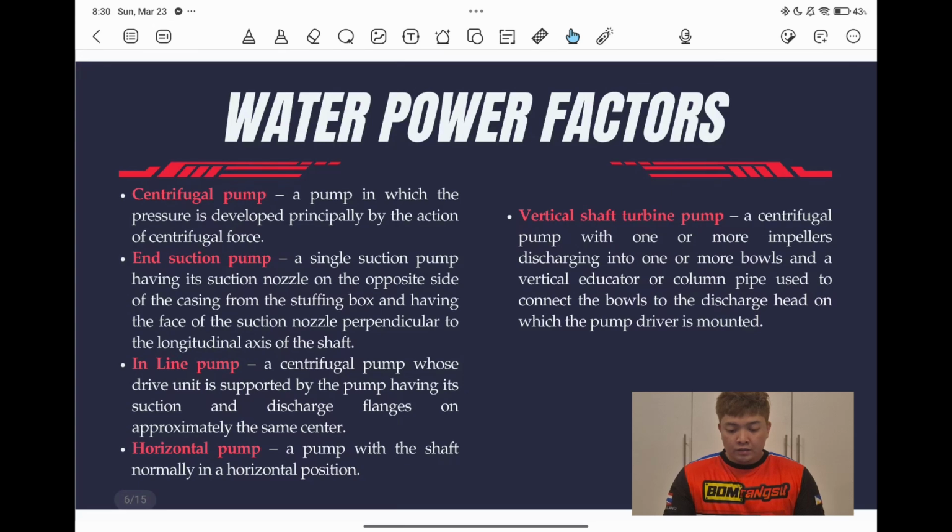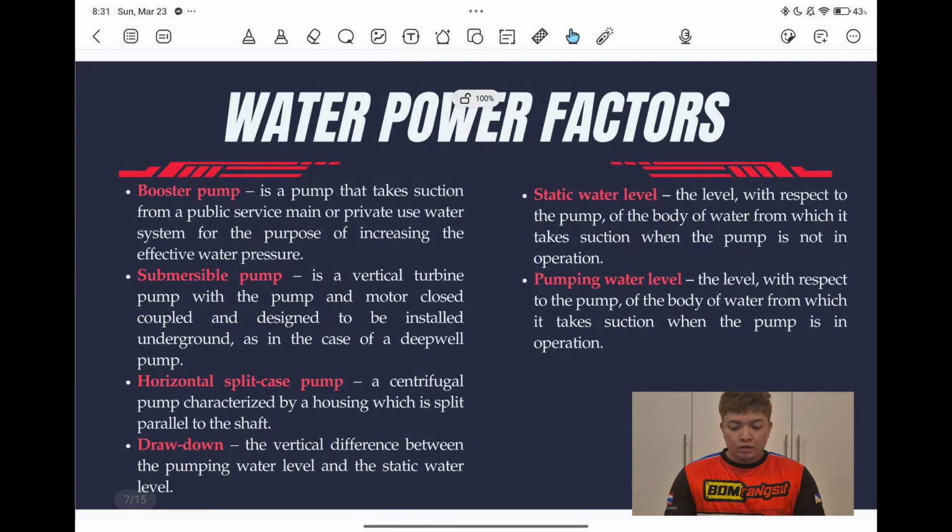Then, vertical shaft turbine pump: a centrifugal pump with one or more impellers discharging into one or more bowls, and a vertical eductor or column pipe used to connect the bowls to the discharge head on which the pump driver is mounted. Booster pump is a pump that takes suction from a public service main or private use water system for the purpose of increasing the effective water pressure.